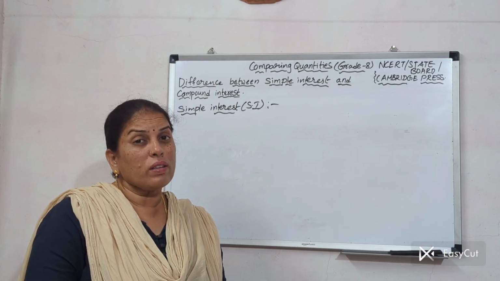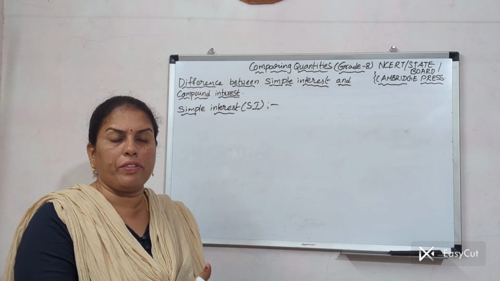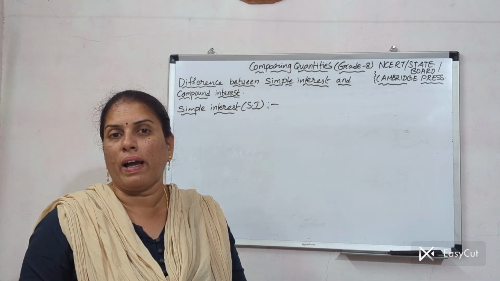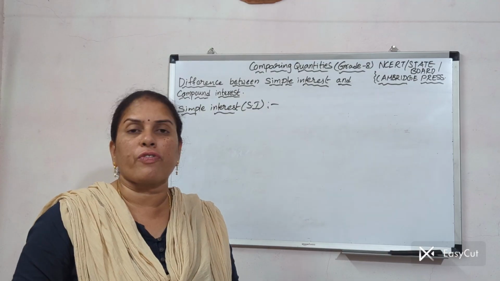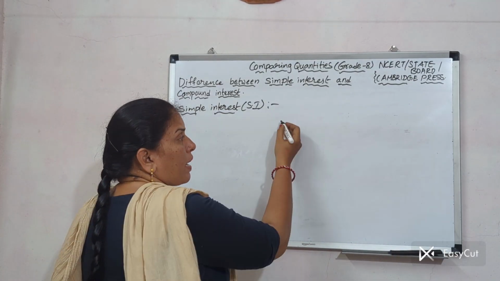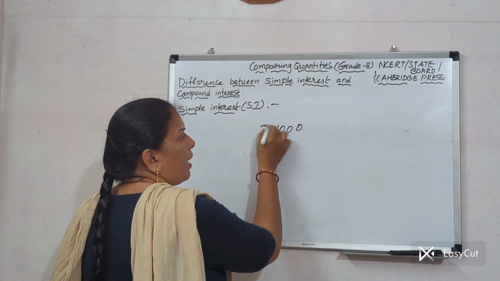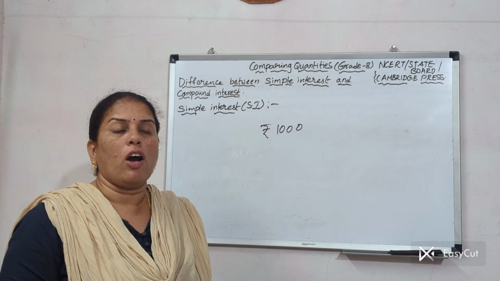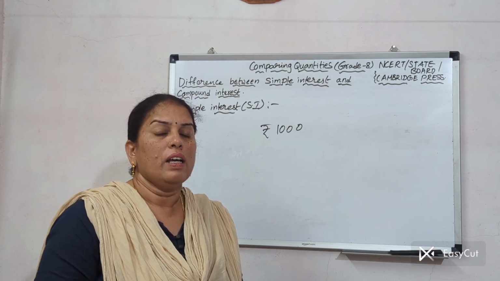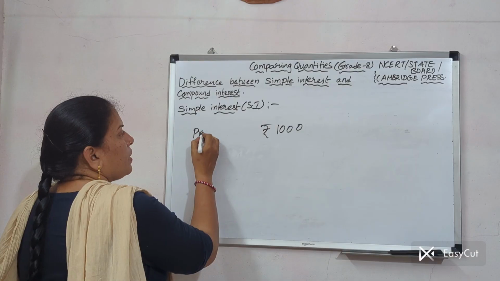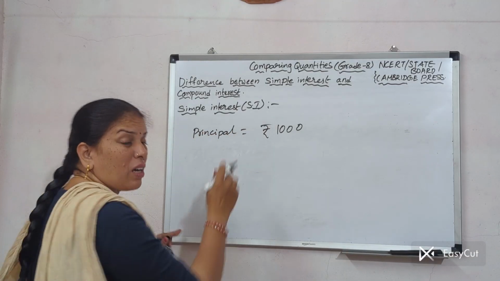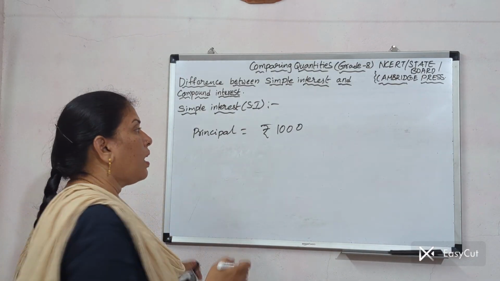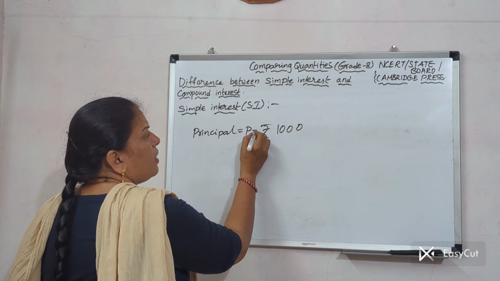See here children, I want 1000 rupees. I want to buy one toy for my child, but I do not have money to give a gift to my child. So I will take 1000 rupees from my friend. The amount I am borrowing from my friend is called the principal. I want 1000 rupees now, so I am borrowing 1000 rupees from my friend. So 1000 rupees is called the principal. It is denoted by the letter P.